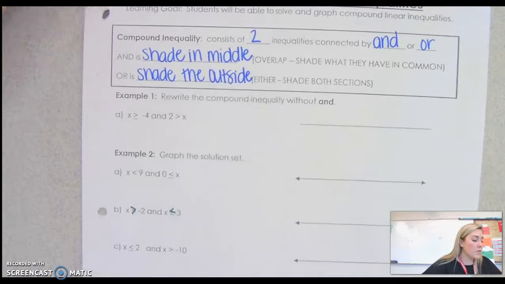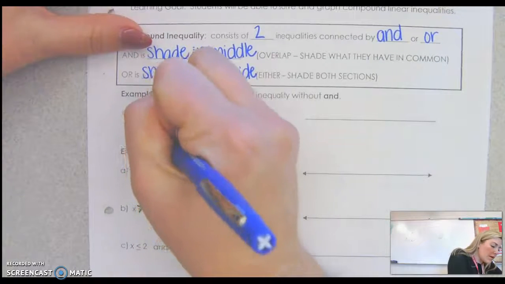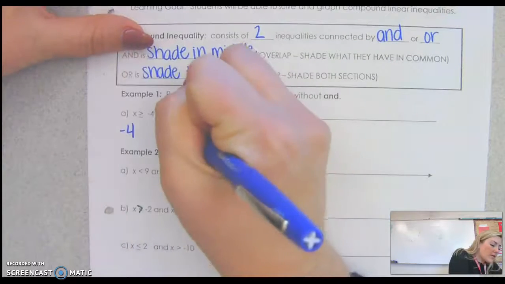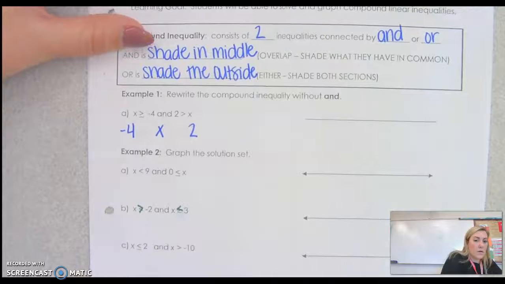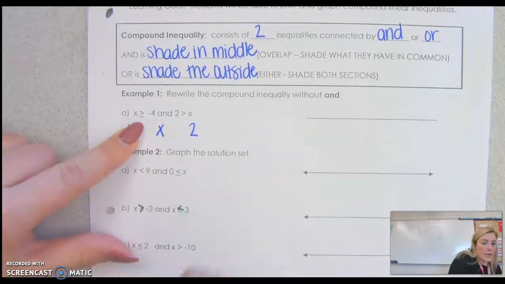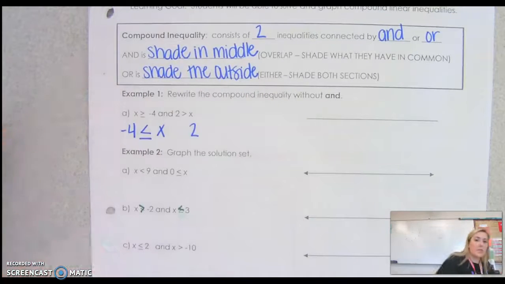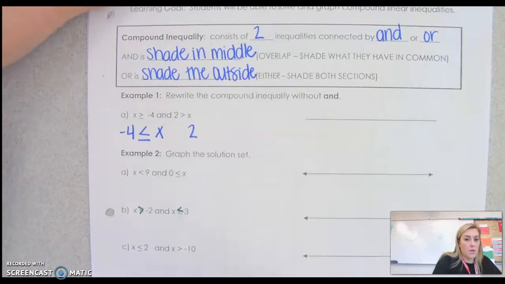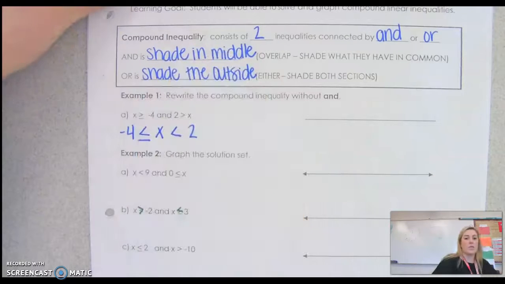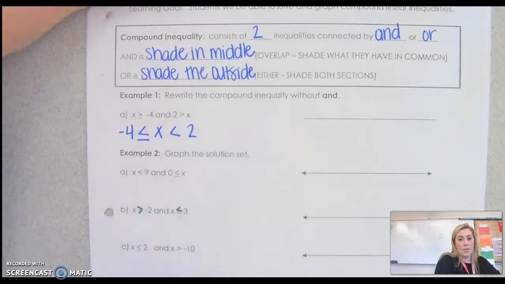The first one says, write the compound inequality without the word and. So that means you're going to put x in the middle. Put your lowest number on the left and your highest number on the right. For -4, the inequality is eating the x, so you want it to continue to eat the x. The inequality on the other side is eating the 2, so you want it to continue to eat the 2. So that's what it should look like without the word and in it.